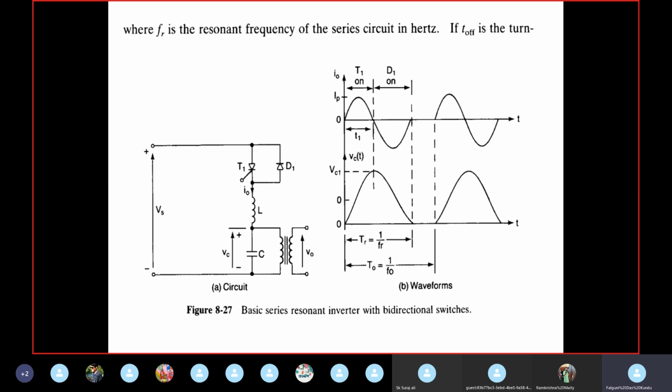The resonant pulse of current continues to flow through the diode D1 until the current falls to 0 again at the end of a cycle. So here a complete cycle occurs.